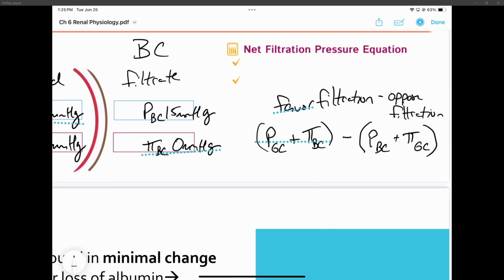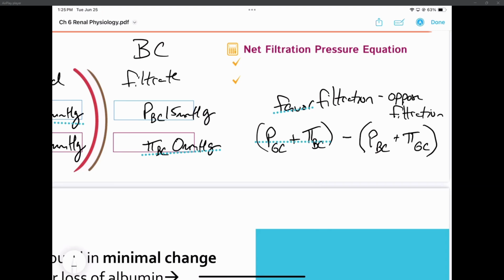Because if you have a higher oncotic pressure in the Bowman's capsule, where is that fluid going to stay? Where's it going to go? If you have, okay, let me word that again. The higher the oncotic pressure, or the lower the, I'm confused. Let me think about this first. Okay.